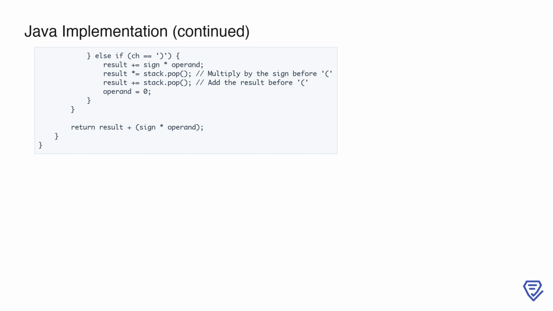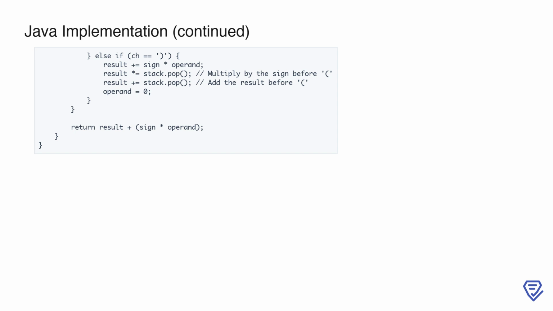This step applies the sign that was active before the opening parenthesis. After that, we pop the previous result from the stack and add it to the current result, effectively combining the inner expression's result with the outer one. Finally, we reset the operand to 0 to prepare for the next calculation.